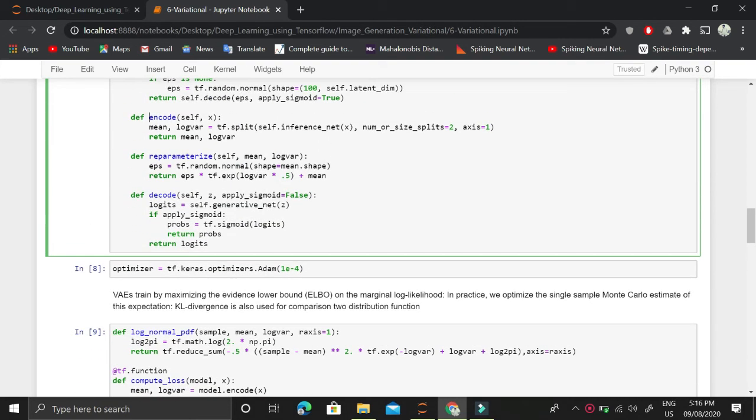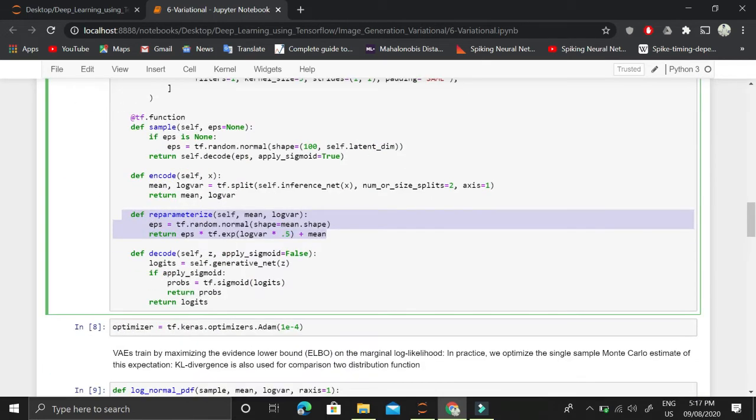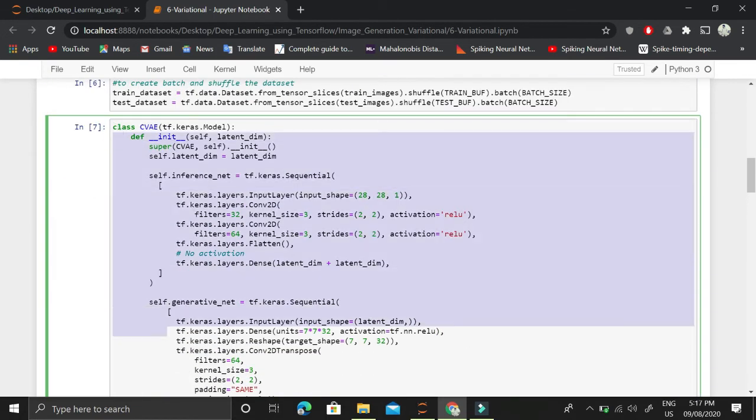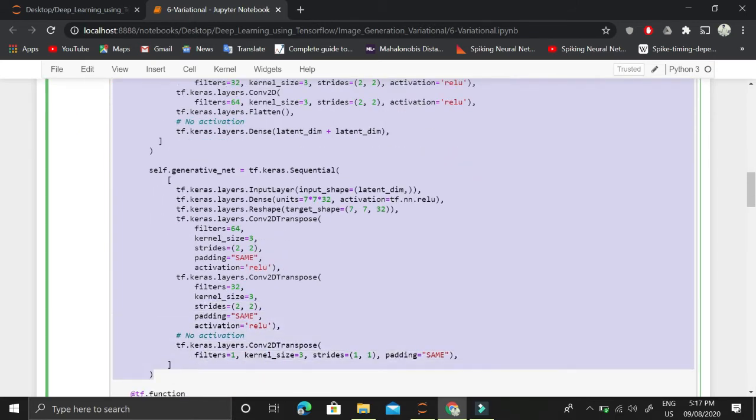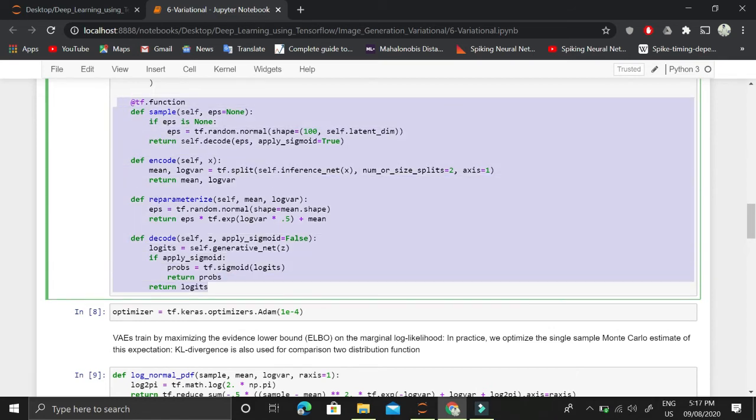Then this is encode. The encoder part is simply applying this inference net, and given this inference net, we are also dividing it into two so that we get this mean and log variance. This is what we call log variance, not just variance, because we will be using the log normal probability distribution function. Given these mean and log variance values, we'll reparameterize, which I have already explained, what it is and why we do it. This is the whole class, this single class coding. The first part is very simple, very similar to the autoencoder. However, we have these three small functions which we have added.